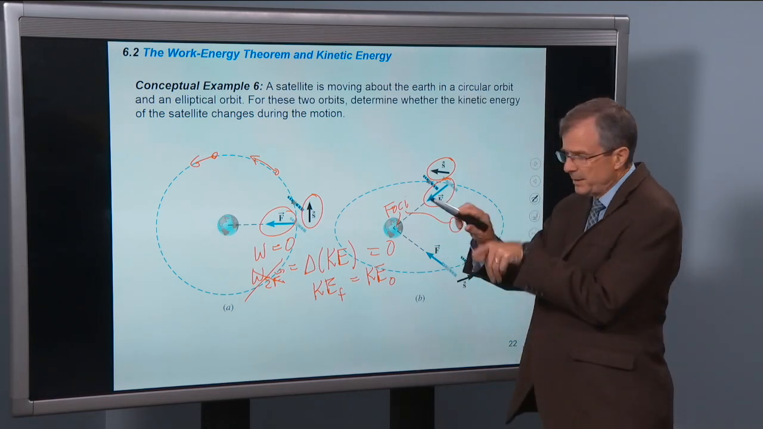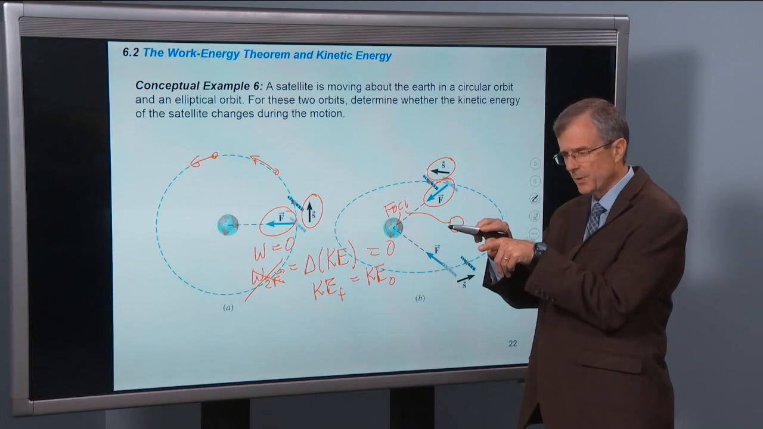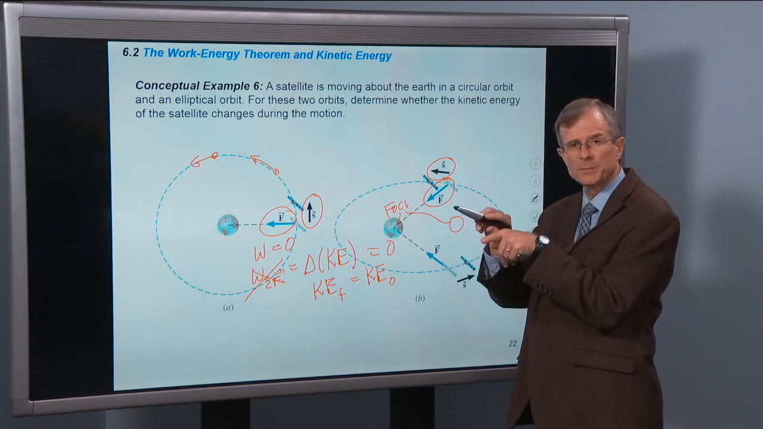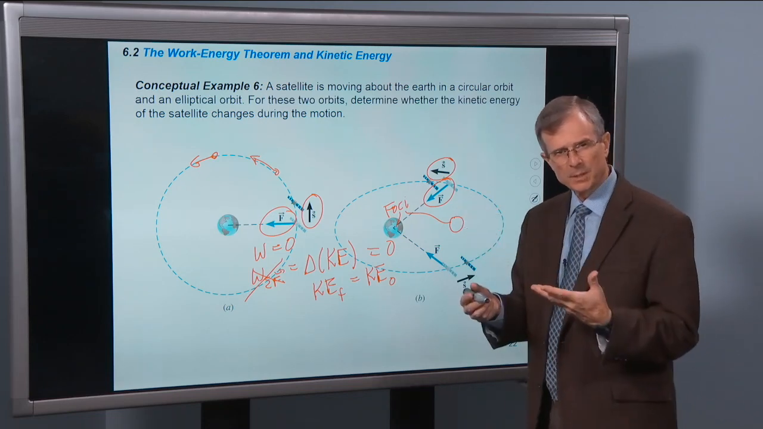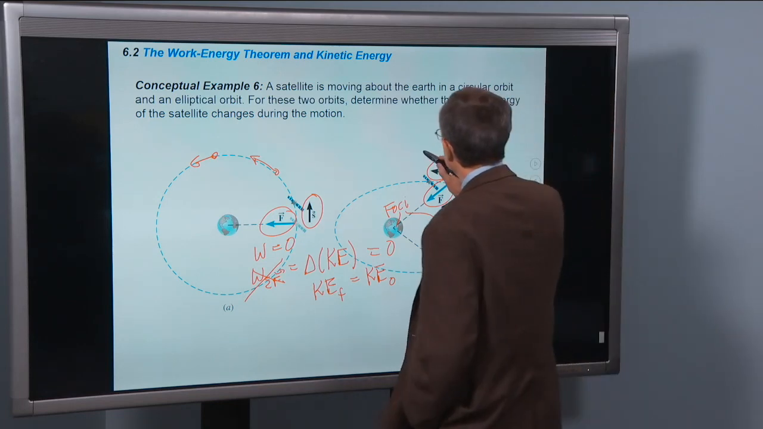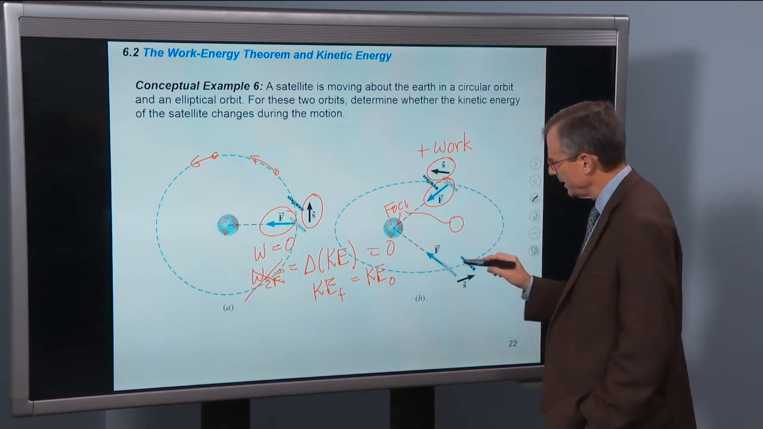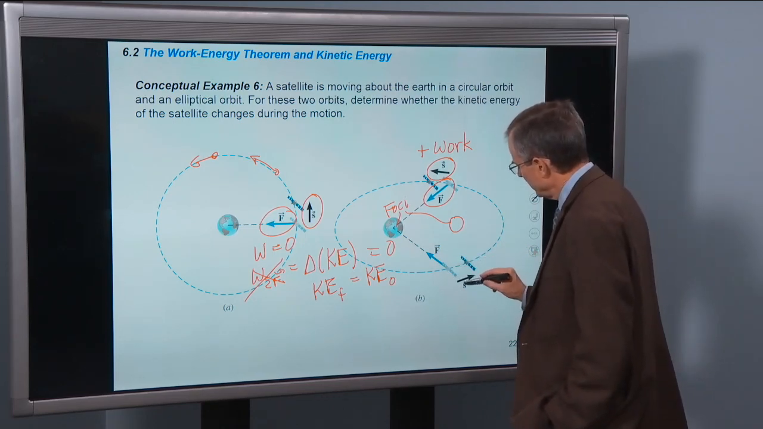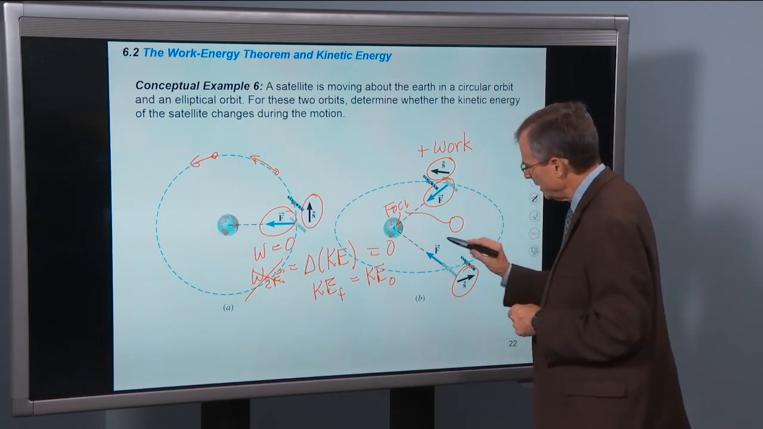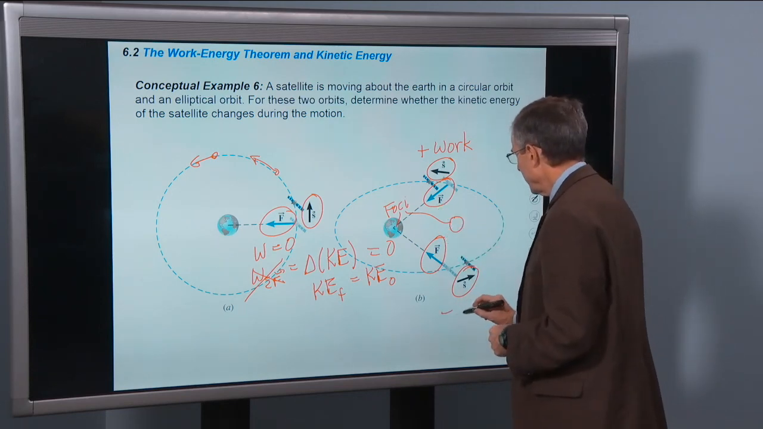In fact, the force is in the direction of the acceleration, not perfectly aligned, but it's in the basic direction of acceleration. The angle between them is between 0 and 90 degrees. And as we talked about before, with an angle between 0 and 90, you're going to get a positive amount of work. Whereas over here, as the satellite is regressing away from the Earth, the displacement, the direction of the velocity, each individual displacement, and the force are at an angle that's greater than 90 degrees. And we'll get a negative amount of work here.